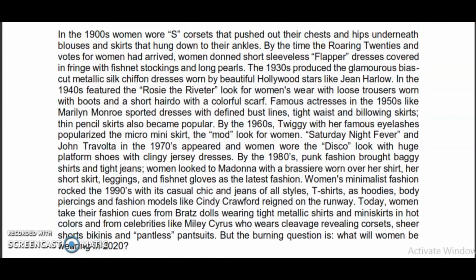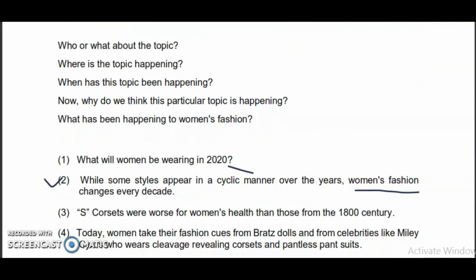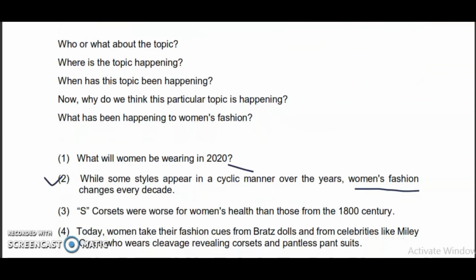Last, let's take a look at option 4. Today, women take their fashion cues from Bratz dolls and from celebrities like Miley Cyrus, who wears cleavage-revealing corset and pantless pantsuit. Well, answer 4 is a supporting detail from the passage. It is too specific to be the actual implied main idea.